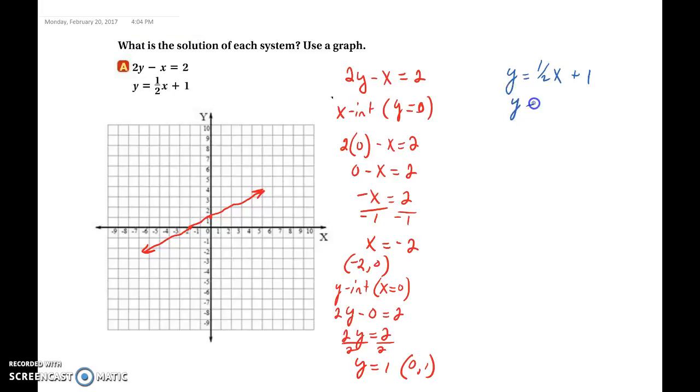Here we know the blue equation is already in y equals mx plus b form. So our slope is equal to 1/2 and our b is equal to 1. So we plot our y-intercept at 1, and then our slope is up 1 over 2, up 1 over 2, down 1 over 2. If you notice, all these blue points fell exactly on top of our red line.